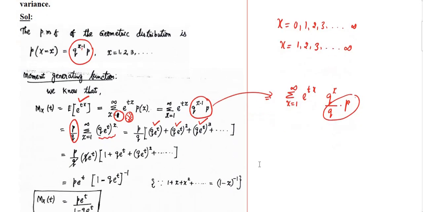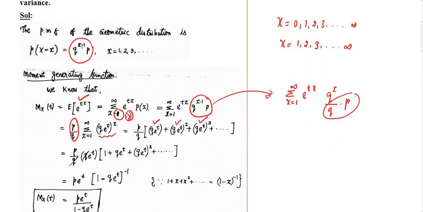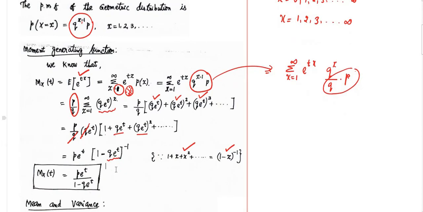Here I find that q e power t is common. You can take it outside. Here this q gets cancelled with the denominator, remaining 1 plus q e power t plus q e power t whole square plus etc. It is in the form of 1 plus x plus x square plus etc. That is replaced with 1 minus x whole inverse, where x is nothing but q e power t here. So your answer will be p e power t divided by 1 minus q e power t, which is your required moment generating function.